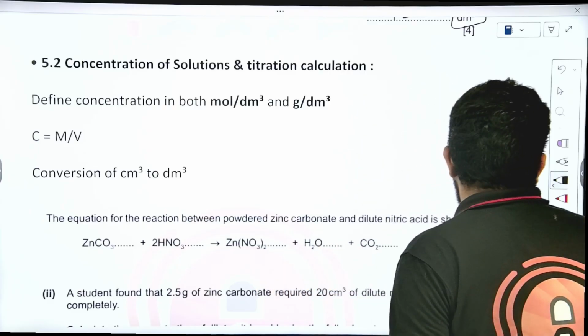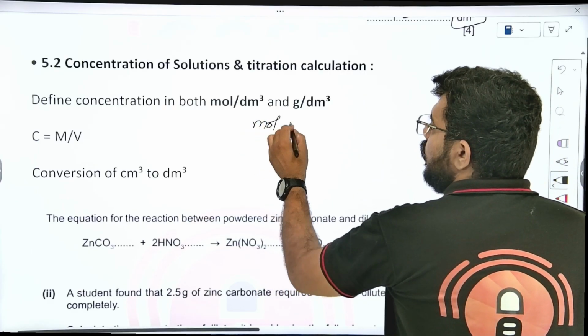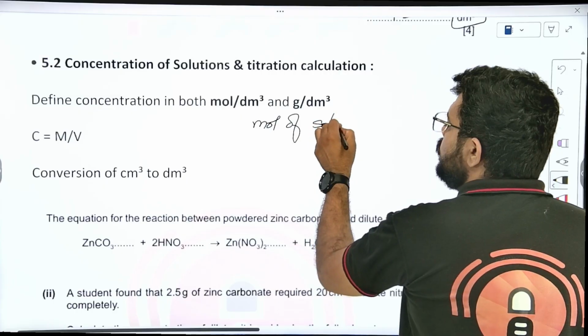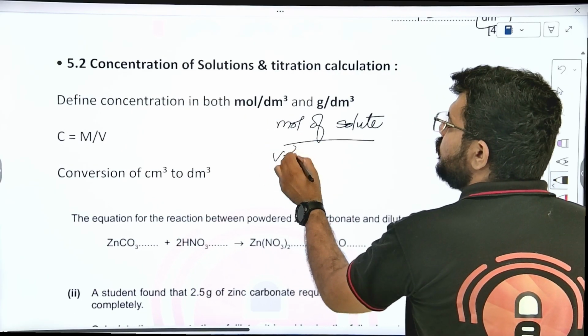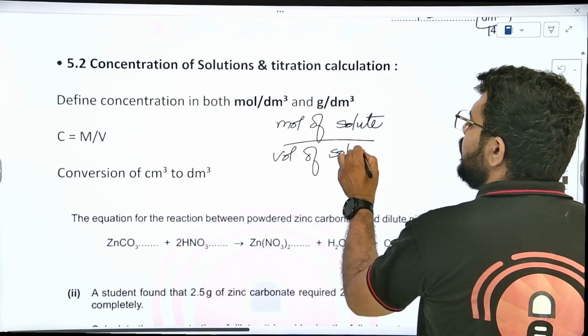Concentration is mole of solute upon the volume of solvent.